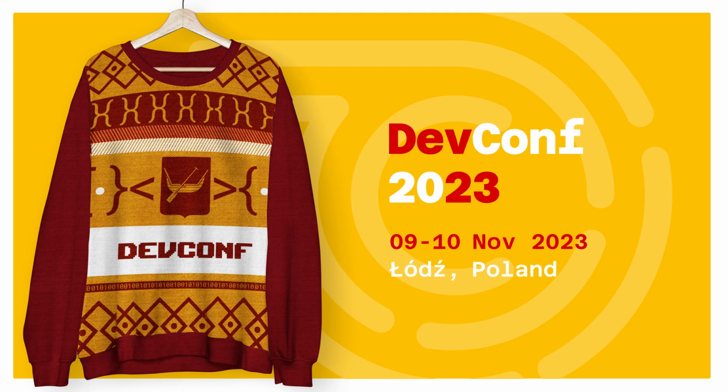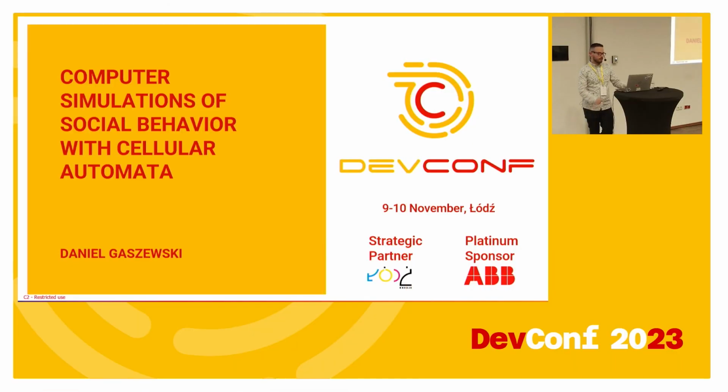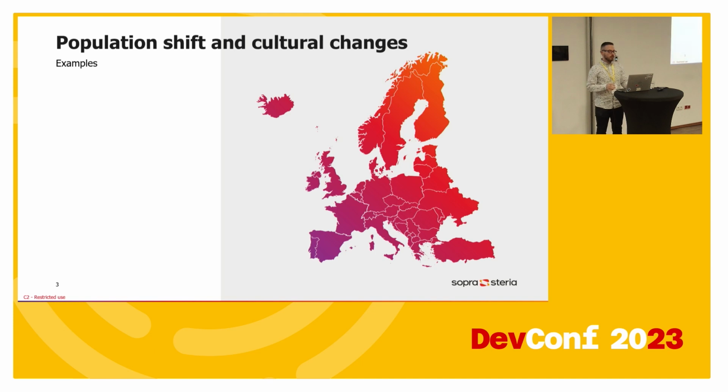Hello and welcome everyone. This presentation is about computer simulations of social behavior with cellular automata. I would like to focus on one particular type of social behavior which I would like to simulate, which is human migration and cultural changes. And there are plenty of different examples of this phenomenon.